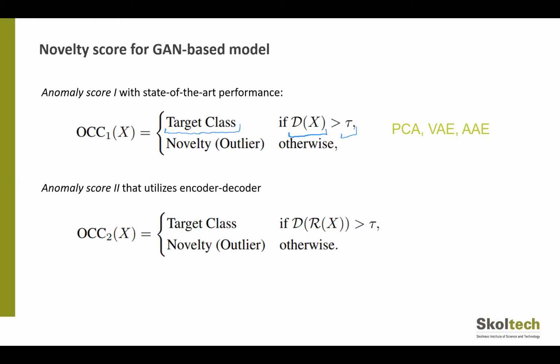Another approach is very similar, but we put into the discriminator not X, but the X that we put as input to our autoencoder to get X prime. For this X prime, we also should have a high probability that this is a real image, and if the probability of a real image is high, then we can say it's the target class, otherwise it's an outlier.